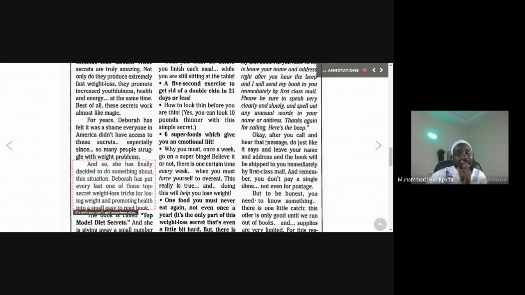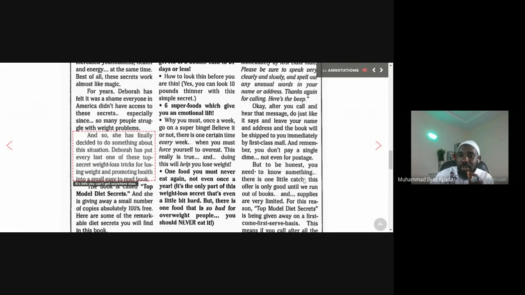Okay, after you call and hear that message, do just like it says and leave your name and address, and the book will be shipped to you immediately by first class mail. And remember, you don't have to pay a single dime, not even postage. But to be honest, you need to know something. There is one little catch. This offer is only good until we run out of the books, and supplies are very limited.